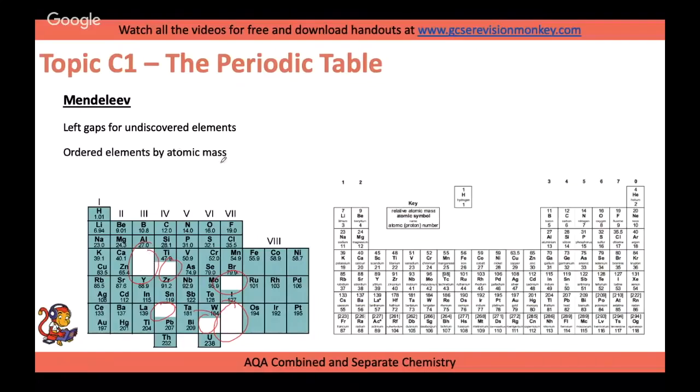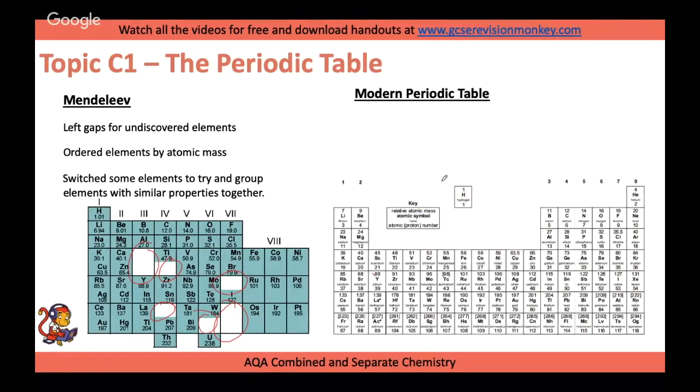He ordered them by atomic mass, okay? But he moved some of them if the properties fitted better. So mostly they ordered by atomic mass, but if the properties fitted better, he might have moved them around a little bit. But there were still some differences to today's periodic table, because this is the modern periodic table over here, and we actually order it by atomic number.